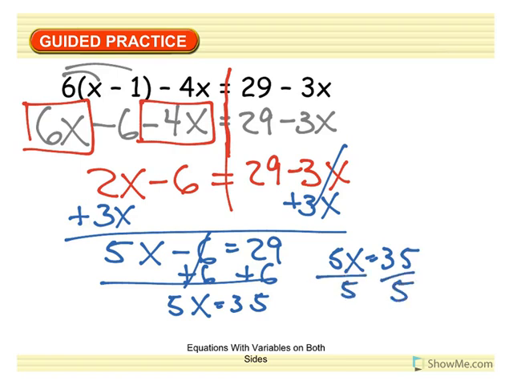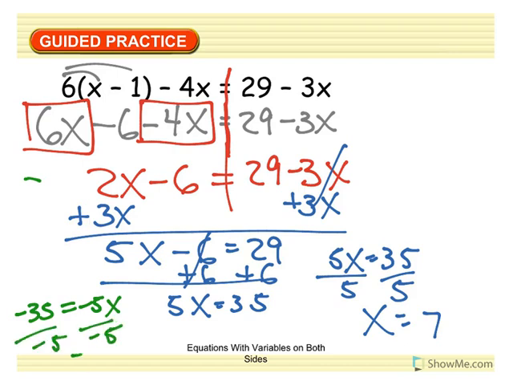Now here's what's going to happen for those of us who, if you did what I asked you to do and paused this, did it by adding negative 2x on both sides instead of adding the positive 3x on both sides. What you're going to end up with at the end is this: negative 35 equals negative 5x, and you're going to divide by negative 5, and you're going to get x is equal to 7. You're going to get the same thing.